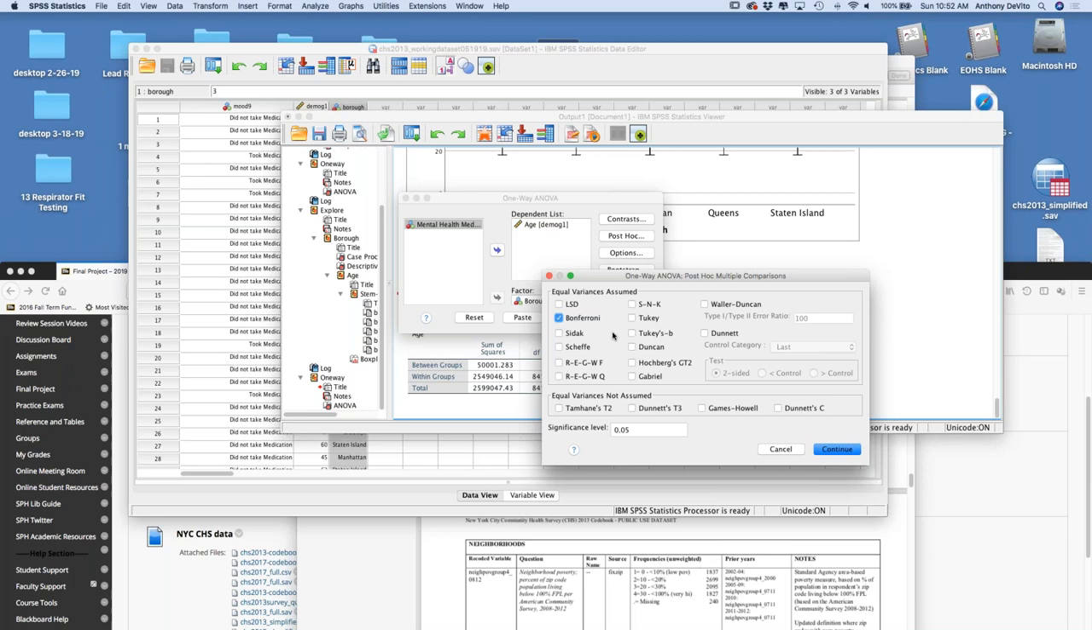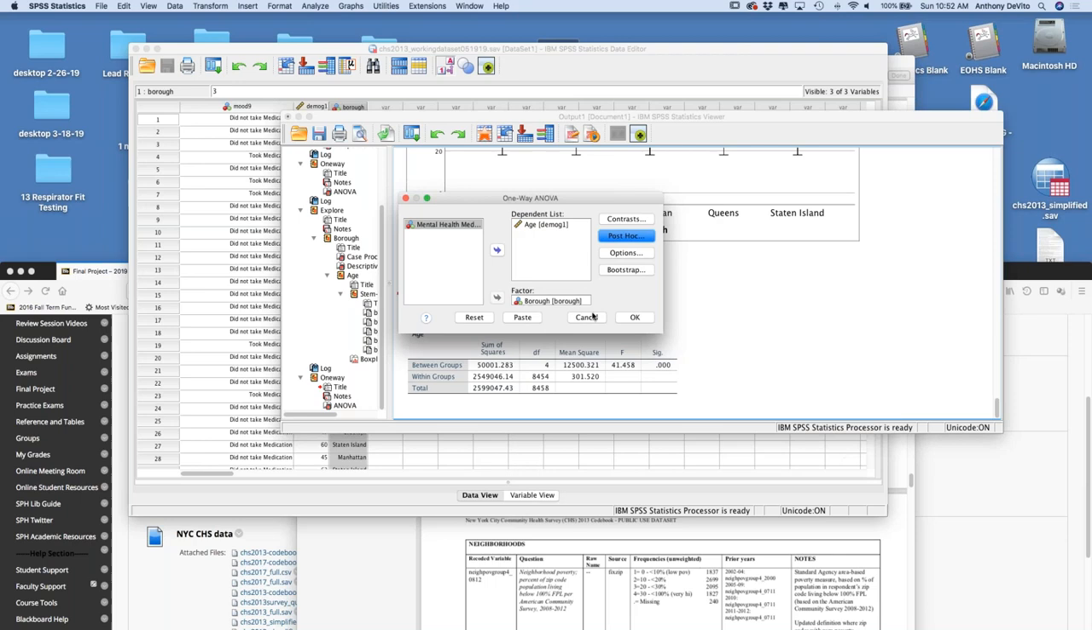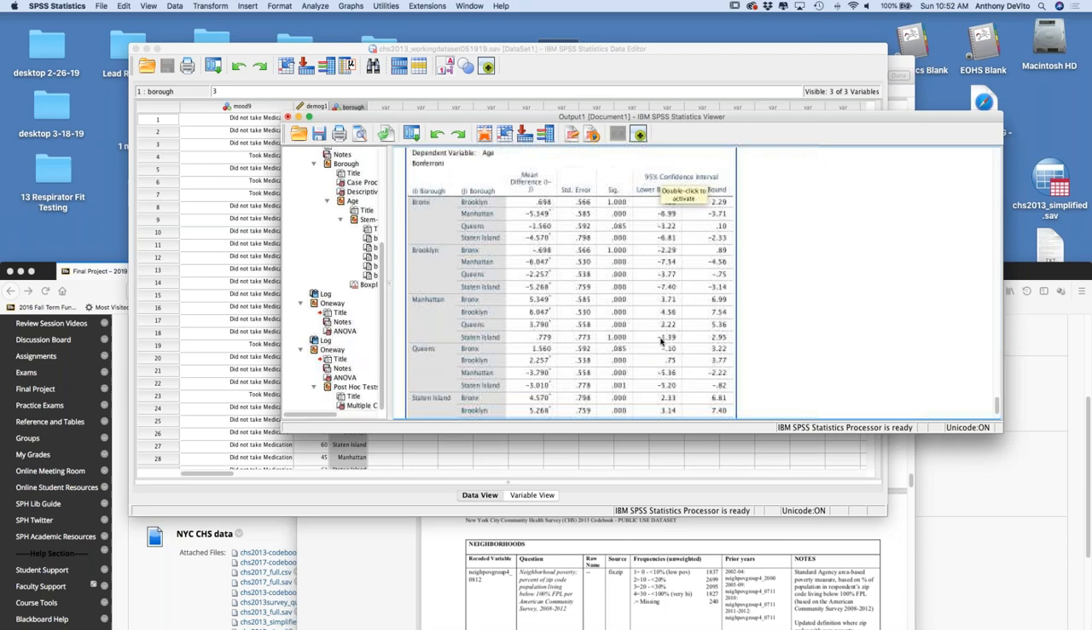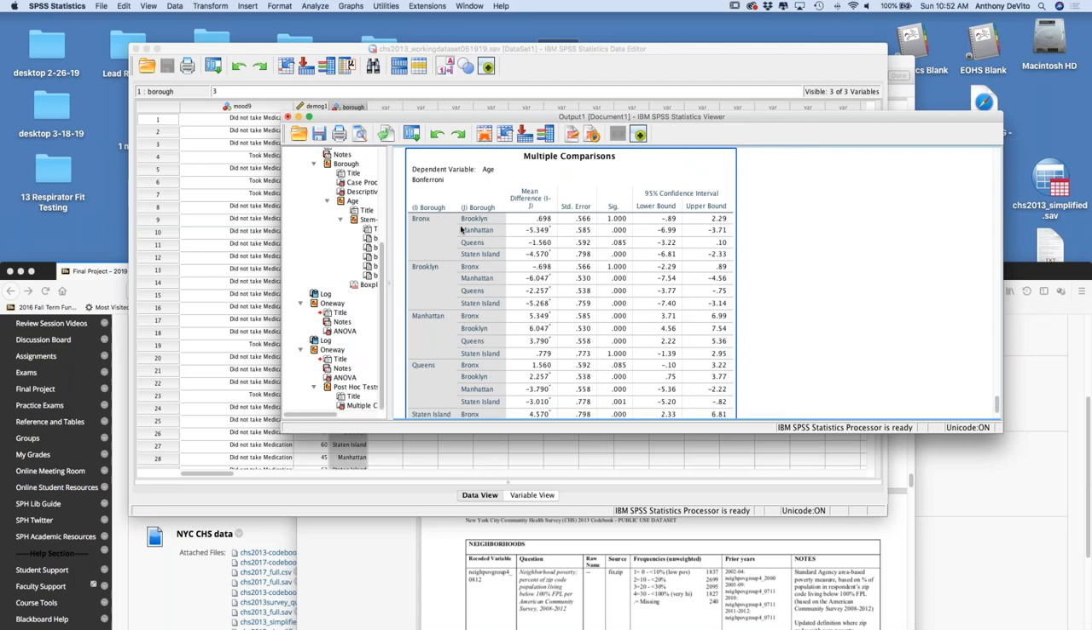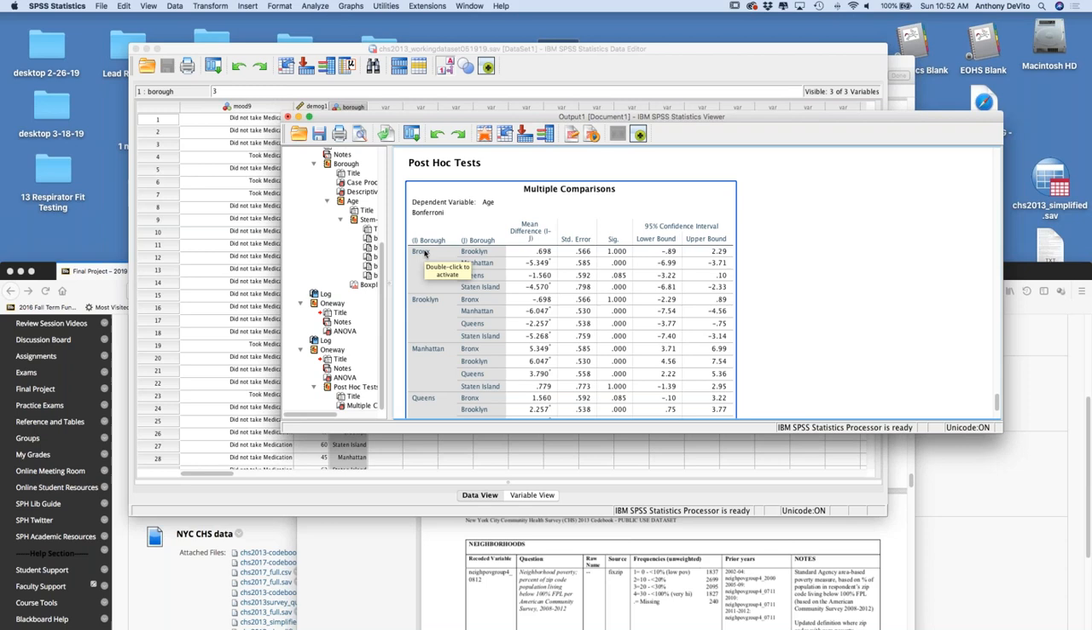It's going to come up as a table that summarizes the probability of that big a difference in outcome for all of the comparisons between boroughs. So if I compare Brooklyn to the Bronx, the difference is not great enough for me to reject the null hypothesis. It's greater than 0.05, the significance or p-value. And notice the confidence interval includes the number one.